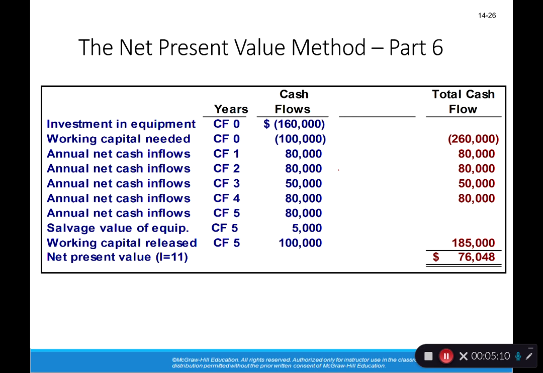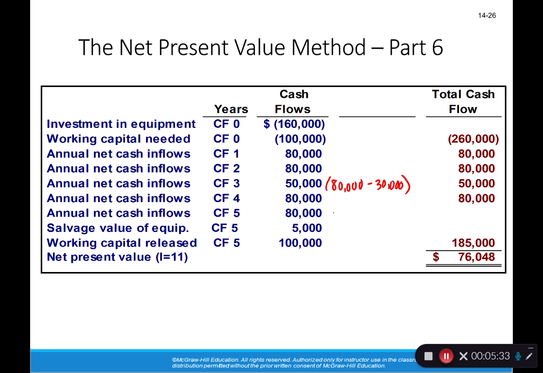Cash flow 3 is different because it's the 80 annual cash inflow minus the 30,000 for relining the equipment. So that's why cash flow 3 is only 50,000. It's the 80 annual cash inflow minus the 30 we have to pay out to reline the equipment. Then cash flow 4 is another 80.